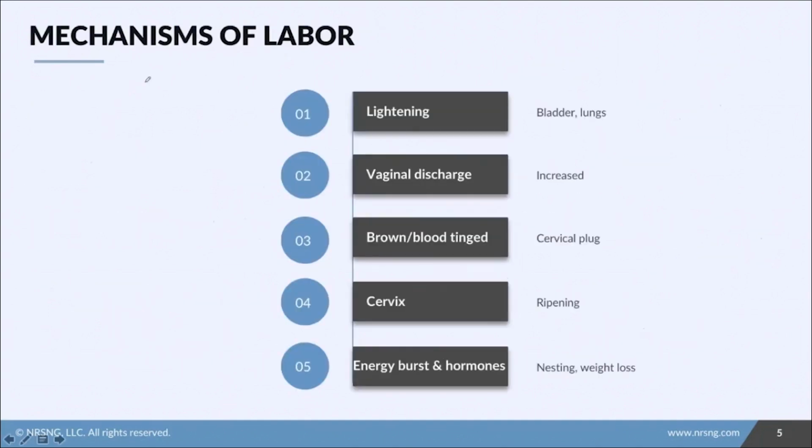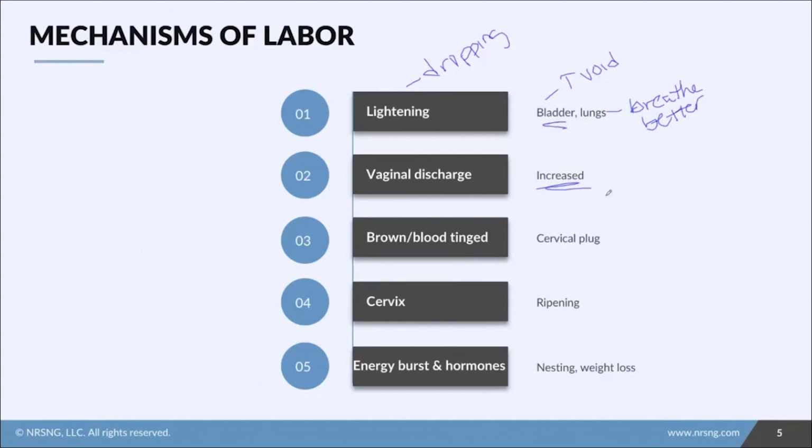Now let's look at the other items that occur prior to labor. So we mentioned that lightning, which is that fetus dropping. It's the other way to describe or term for it. So with this, the fetus is lower. So her bladder here, we're going to have an increased need to void because of the pressure on the bladder. And lungs, she's going to be able to breathe better, which is fantastic because the fetus is off of those lungs. Vaginal discharge. So this is increased.